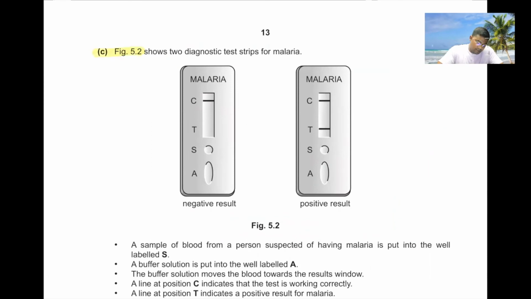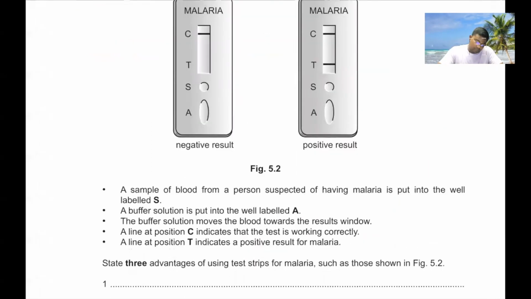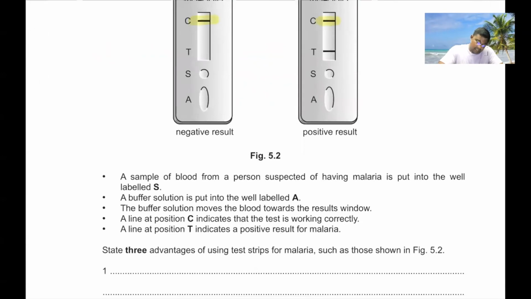Part C. Figure 5.2 shows the diagnostic test strip for malaria. We can see C and T. So T is basically the test. Okay, a sample of blood from a person suspected of having malaria is put into the well labeled S. A buffer solution is put into the well labeled A. The buffer solution moves the blood towards the results window. The line at position C indicates that the test is working correctly. A line at position T indicates a positive test result for malaria.